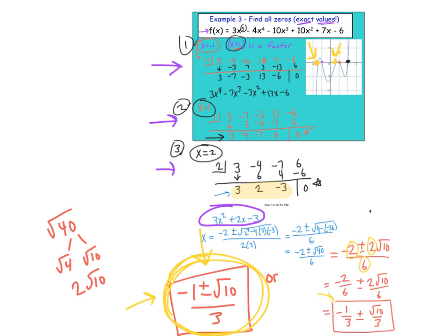Now some graphs, again, all the zeros might be rational, and you can just get them all right from the graph and not have to worry about quadratic formula. It's just that if you're getting those never-ending decimals when you look at the graph, those are not exact values. That's when you have to go through this entire process. Okay, so those are the real zeros of polynomials.